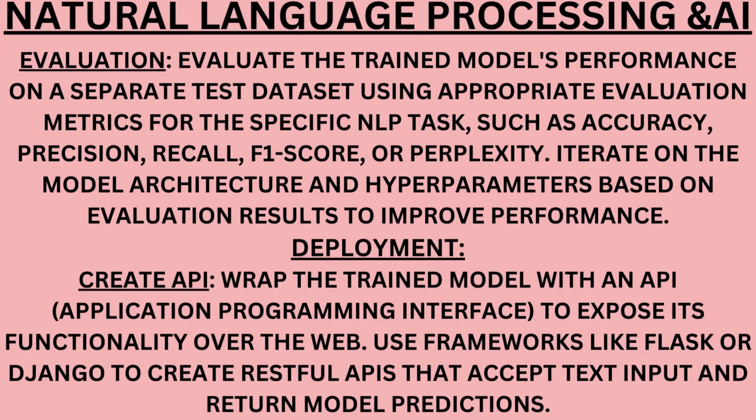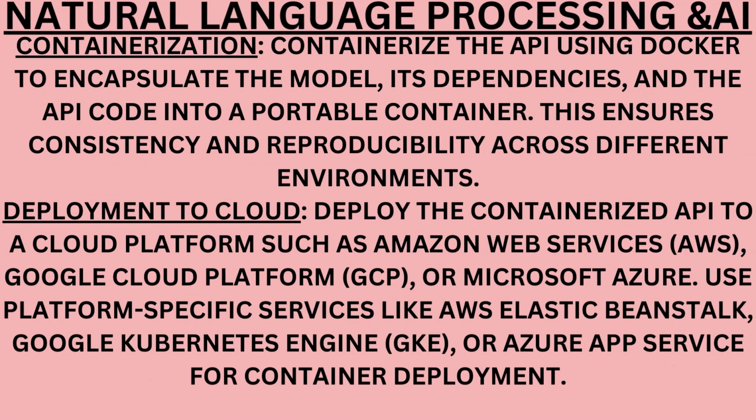Deployment. Create API. Wrap the trained model with an API, application programming interface, to expose its functionality over the web. Use frameworks like Flask or Django to create RESTful APIs that accept text input and return model predictions. Containerization. Containerize the API using Docker to encapsulate the model, its dependencies, and the API code into a portable container. This ensures consistency and reproducibility across different environments.